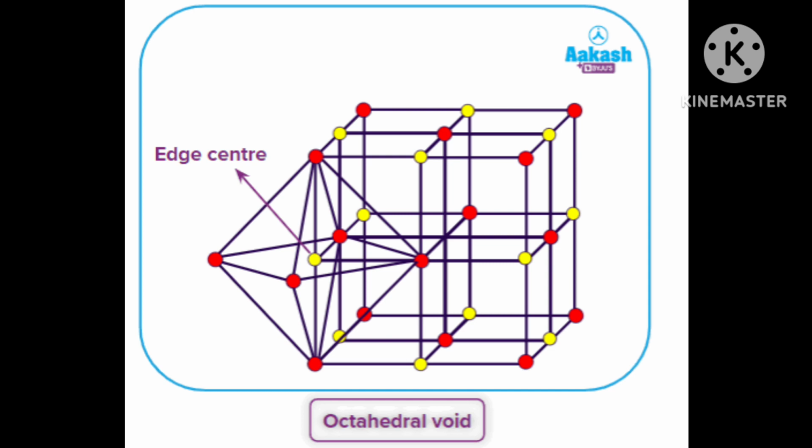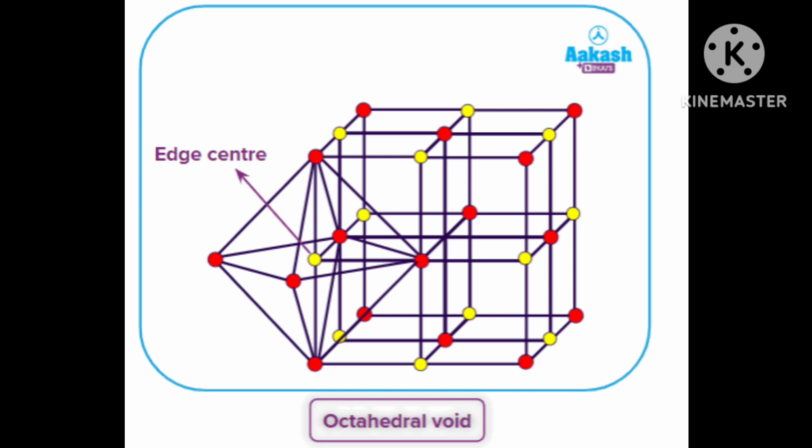4 unit cells are making one void. Then what is the contribution? Each unit cell contributes 1/4 void. In making one void, 1/4 is required from each unit cell. Okay, this is the important thing, sir.